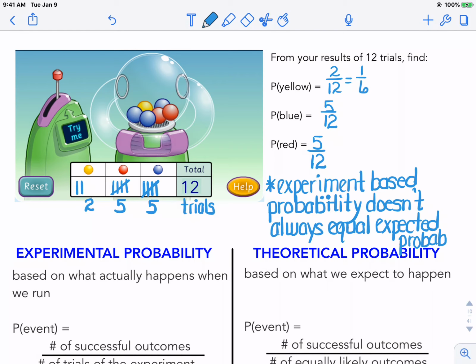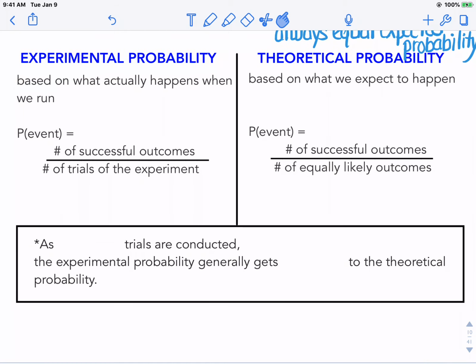Okay, so take a second, kind of think about that. When they talk about results in science class, what you expect to have happen from an experiment versus what actually does happen when you run the experiment are two different things. And math says, well, there's two different ways to calculate probability then. There is what the rules of probability say should happen, and that's theoretical.